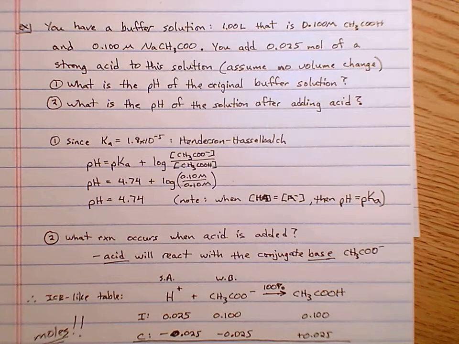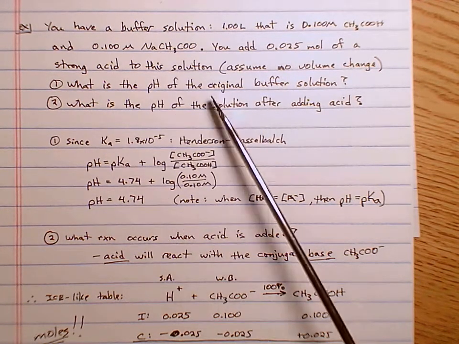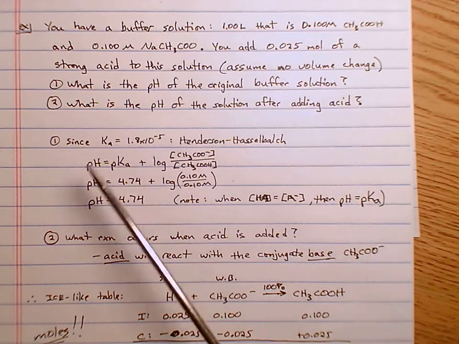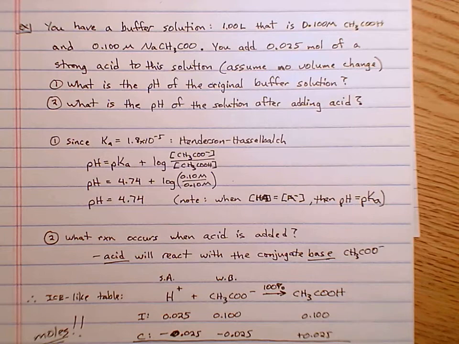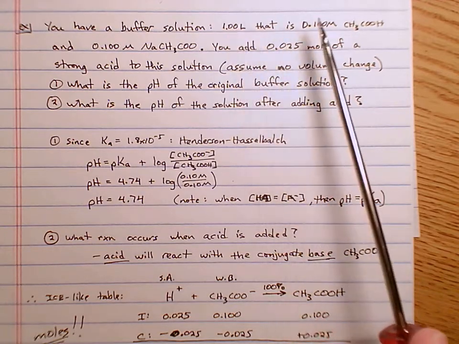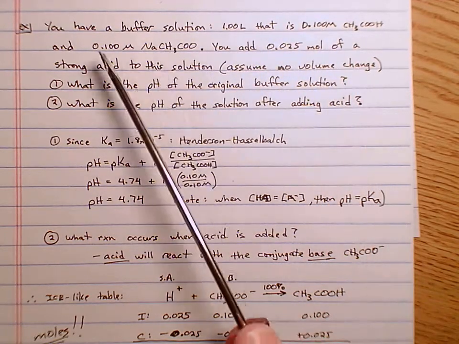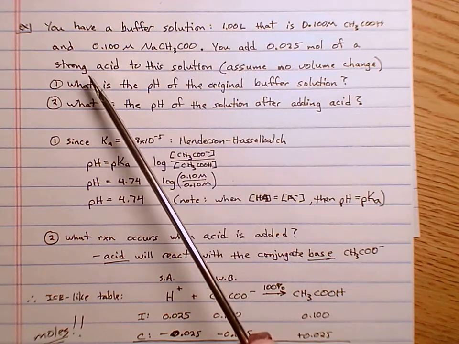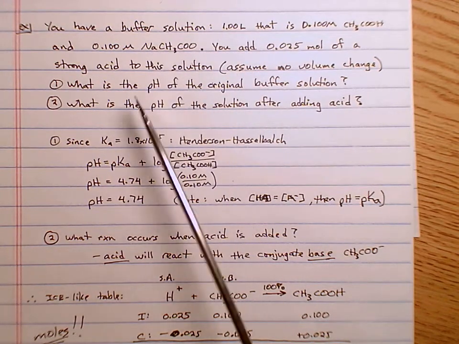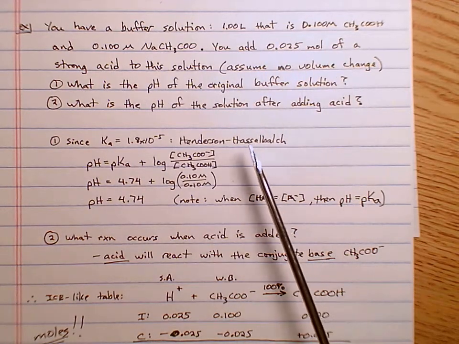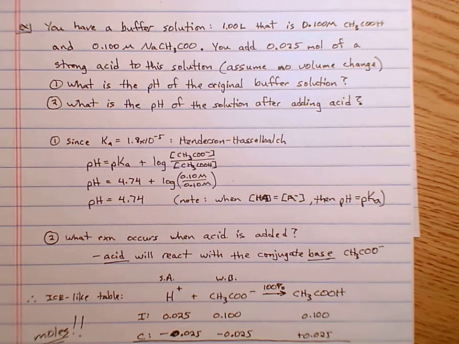So, two questions. What is the pH of the original buffer solution? And what is the pH of the solution after you add the acid to it? So this solution here that's 0.1 molar acetic acid, 0.1 molar sodium acetate, what's its pH? After you add the acid, what is the pH? We would predict, since this is a buffer solution, that the pH doesn't change too much. Well, let's dig in.